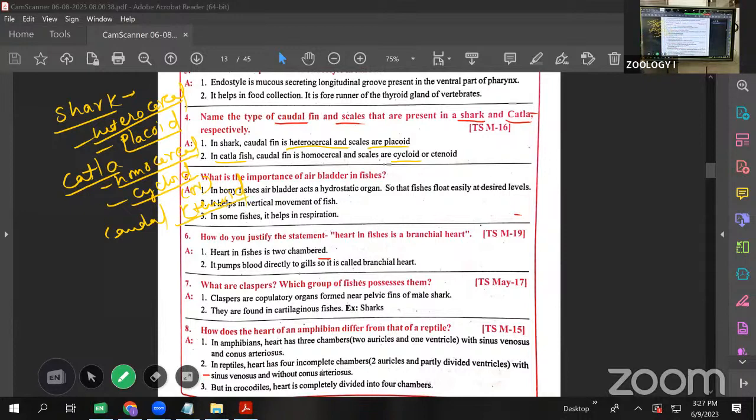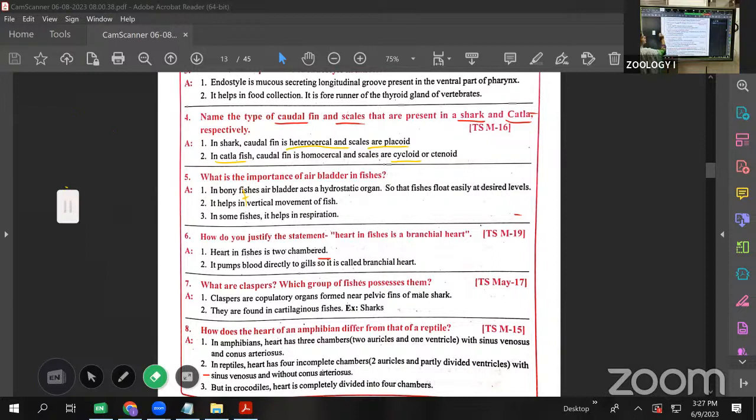Here, this one is about the differences between the catla and the shark. Next one: how do you justify the statement that the heart in fishes is a branchial heart? Why is the fish's heart called a branchial heart? The fish's heart, all of you know this one.